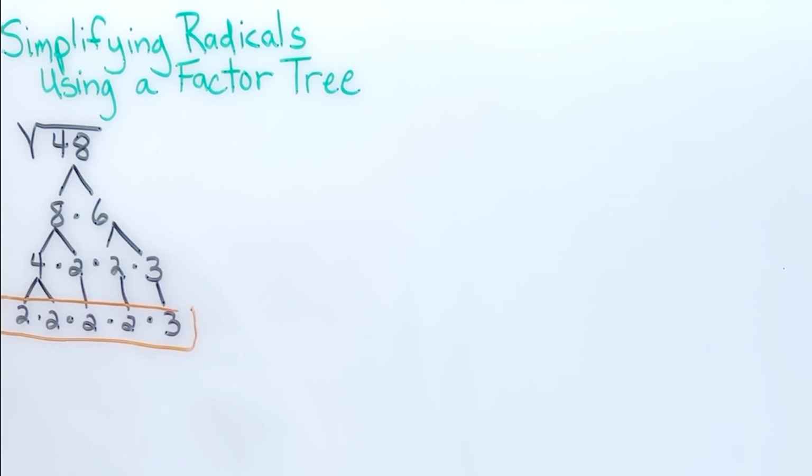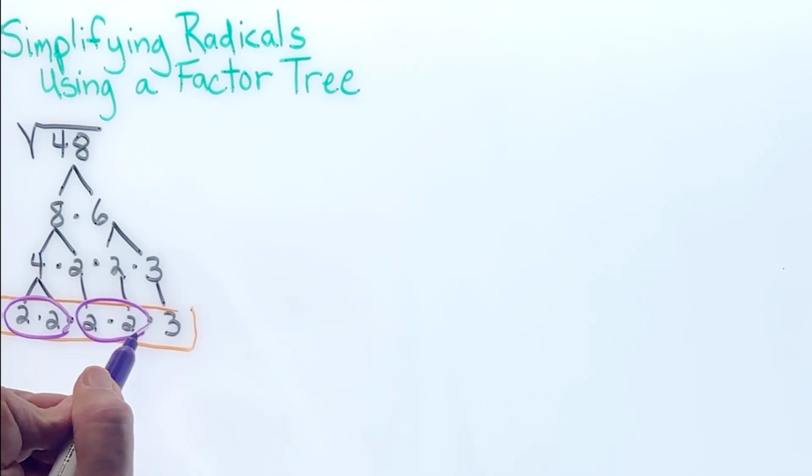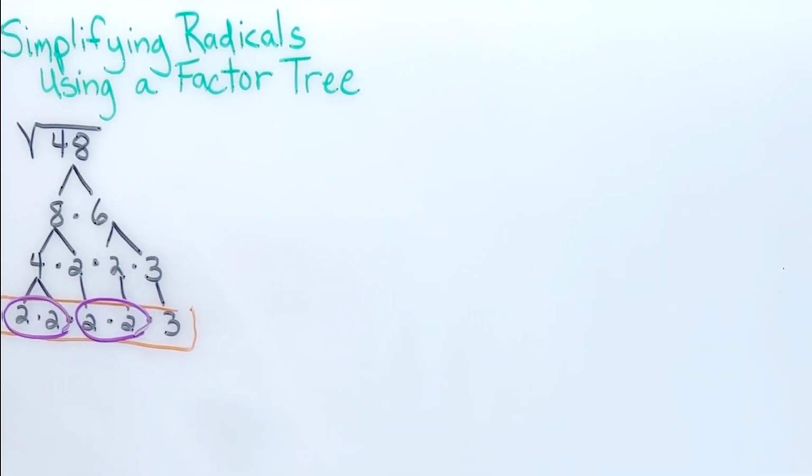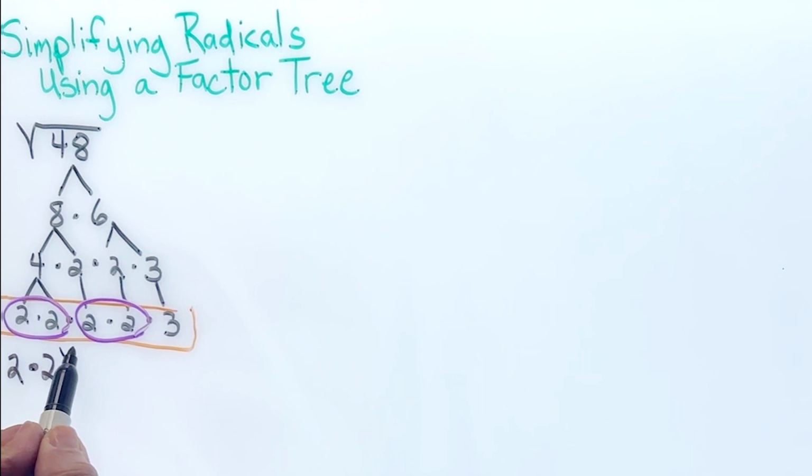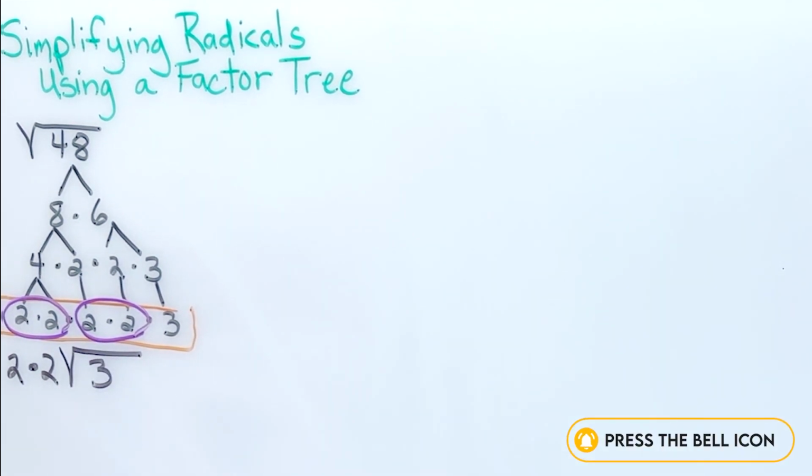we know that 2 times 2 is 4 and the square root of 4 is 2. So as I circle my pairs, that means that I'm going to be writing on the outside of the square root symbol just one of the partners of the pair. So here is 2 times, here's another 2 coming out. And notice the 3 does not have a partner, so it is inside the square root symbol.